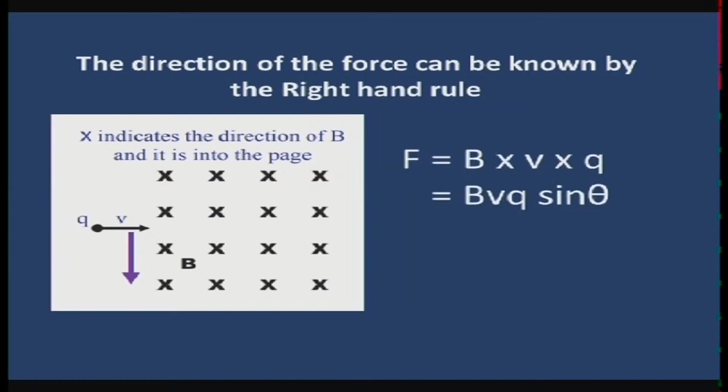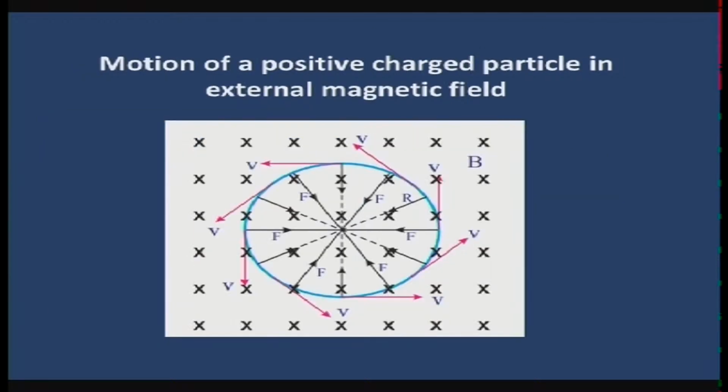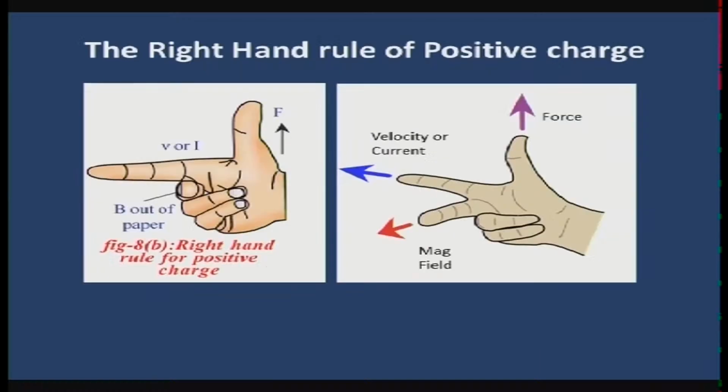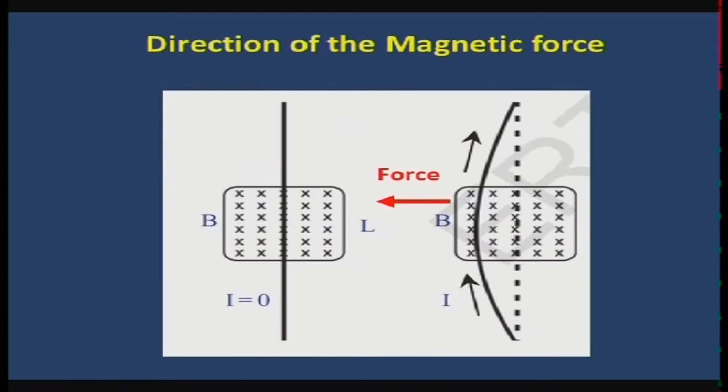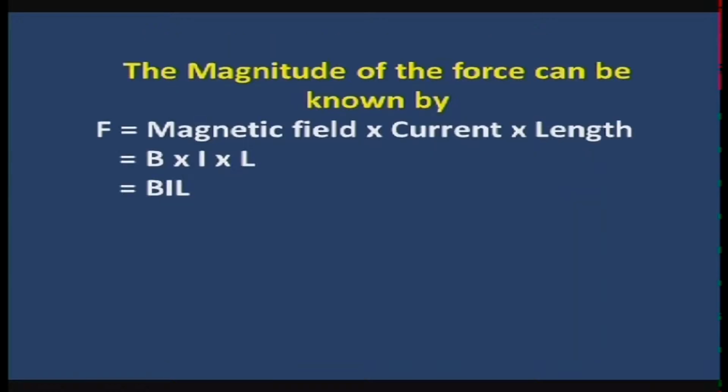The magnitude of the force acting on the charged particle is given by BVQ sin theta. This is how a charged particle will move in a circle, making uniform circular motion in an external magnetic field. The right hand rule for positive charge can also be applied to find the direction of force acting on the current carrying wire in an external magnetic field. So, the direction of force acting on the wire in an external magnetic field is given by the right hand rule, and the magnitude of the force acting on it is given by BIL.